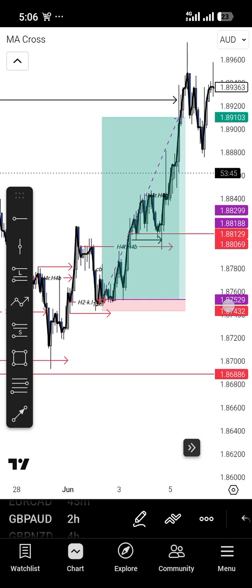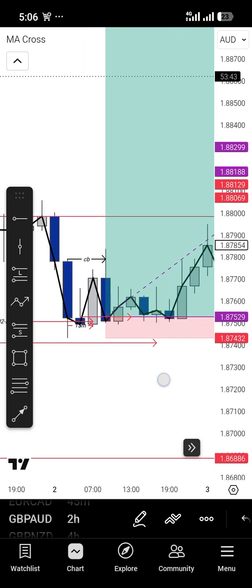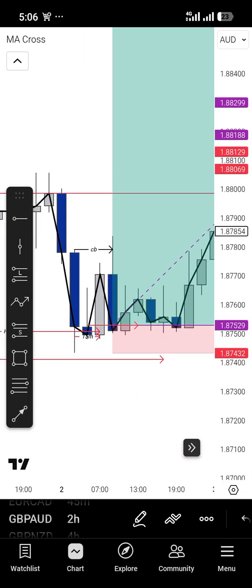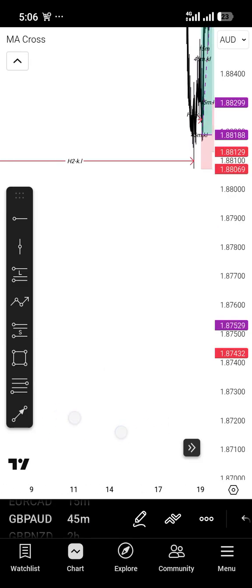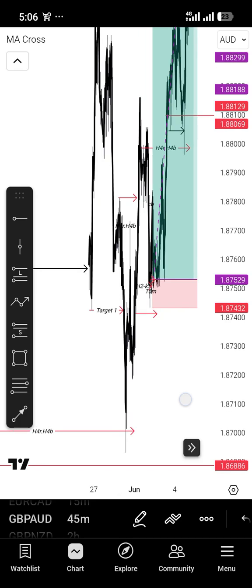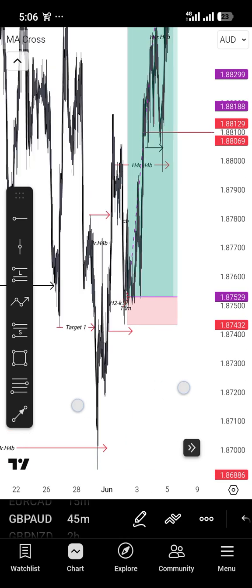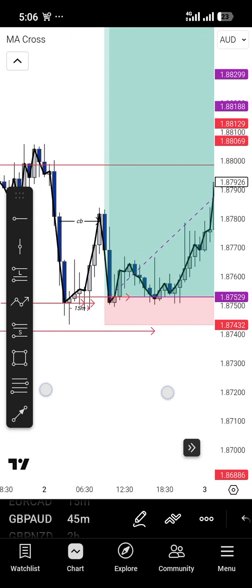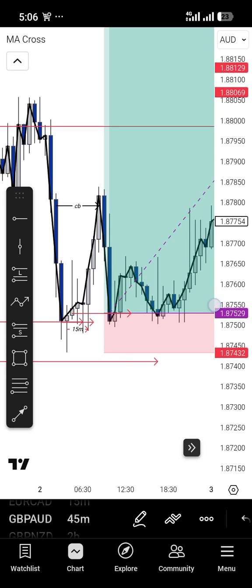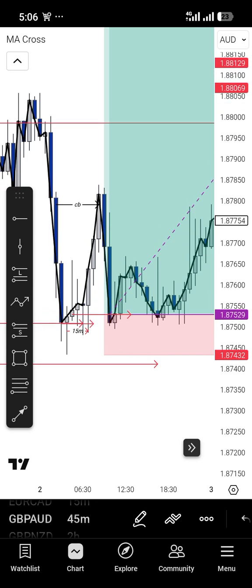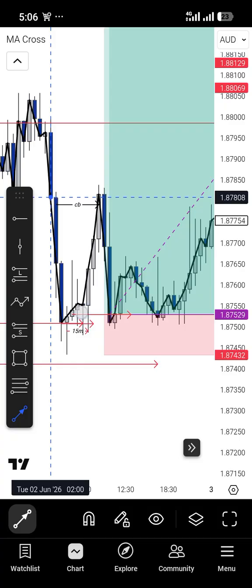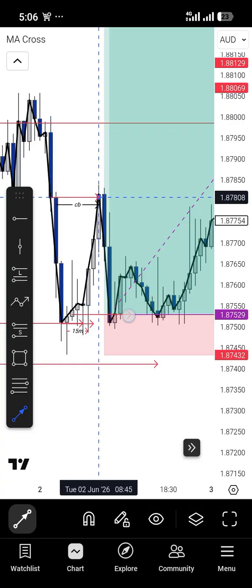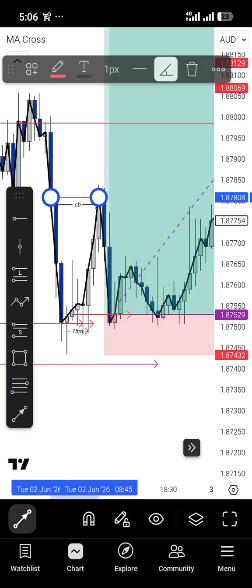when we got that sweep on the 2 hours, when we got that candle break, we are just going to come down to 1 hour or 30 minutes or 45 minutes. Now in this case, I'm using 45 minutes. Now this is where we are going to enter. See how the candle broke. If you look at 45 minutes, you now see that we got a good break of structure here on that candle, right?